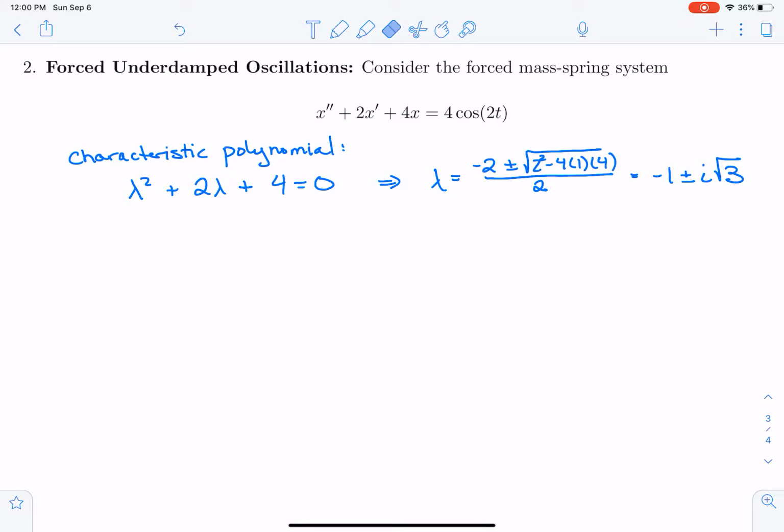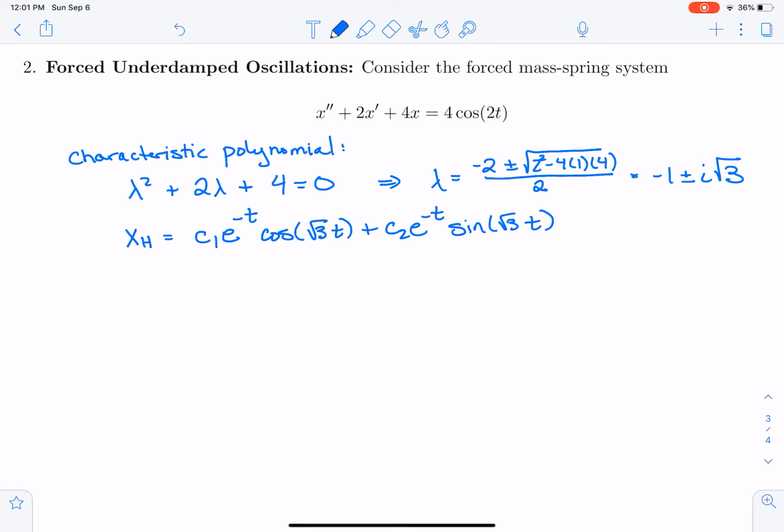So that tells us that our homogeneous solution is going to be C1 e to the minus t cosine of the square root of 3 times t plus C2 e to the minus t sine of the square root of 3 times t. So we've added a little bit of damping, which gives us a homogeneous solution that is an underdamped oscillator.